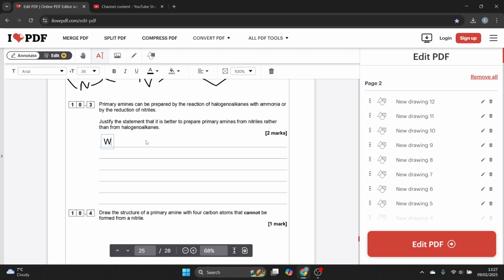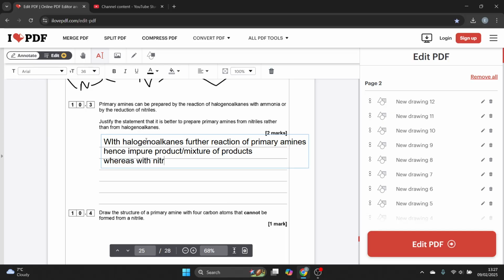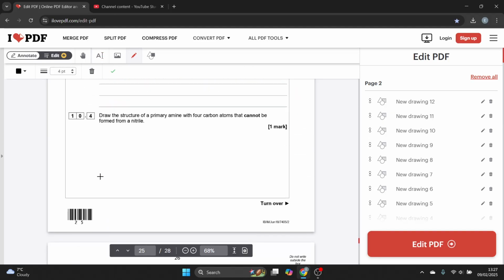It is, because with halogenoalkanes, there is a further reaction of the primary amines, hence impure product or mixture of products. Whereas with nitriles, there's no further reaction, hence a single product. So with halogenoalkanes, further reaction of primary amines, hence impure product. That's what you have to say. Then the structure of a primary amine with 4 carbon atoms that cannot be formed from a nitrile.